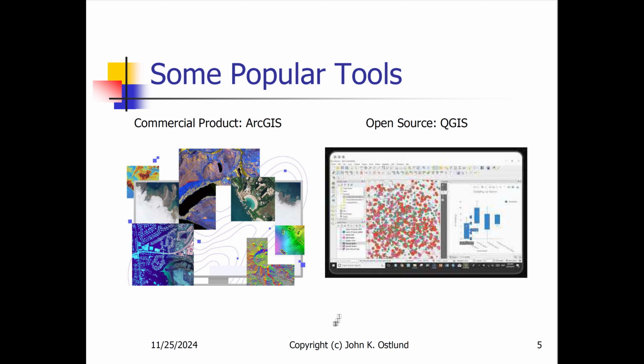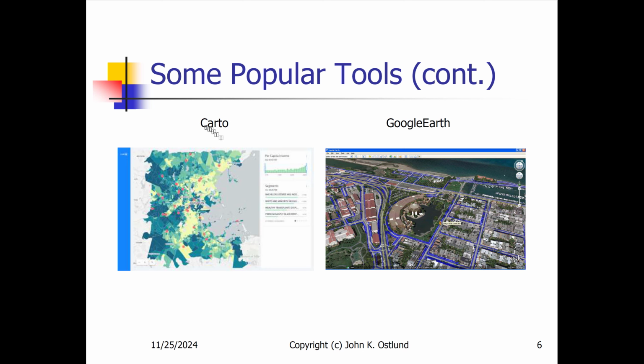There are various tools available for doing geospatial analysis. One commercial product is this thing called ArcGIS, and some open source things include QGIS, and Carto is a commercial product, but apparently available for a much reduced cost nowadays. And then there's Google Earth. So all of these things are used for doing geospatial analysis with various levels of sophistication and flexibility.